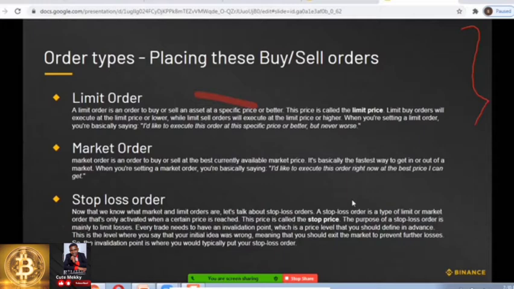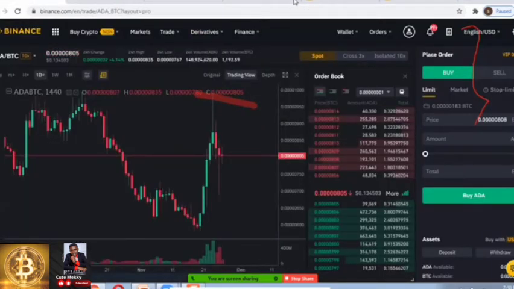Remember, you buy it at $10,500. Okay, so that if it drops to 10,000, it will automatically sell your Bitcoin back to USDT, which is a stable coin, so that you don't lose anymore. So the stop loss order is used to limit a trader's loss. Now let's look at the practical section of it so that you understand.